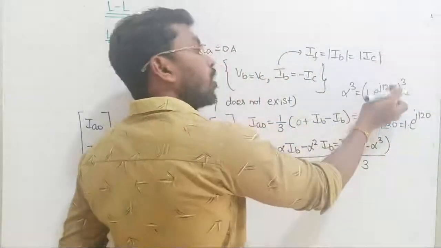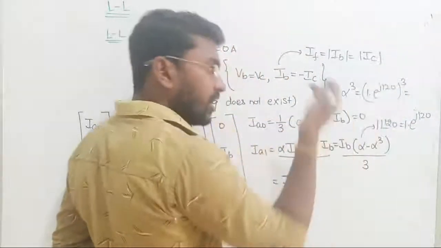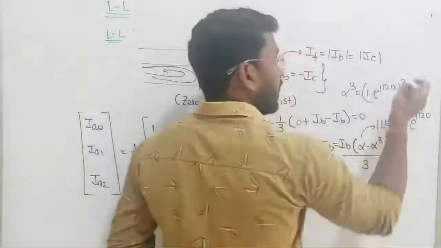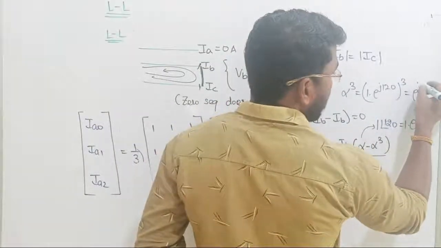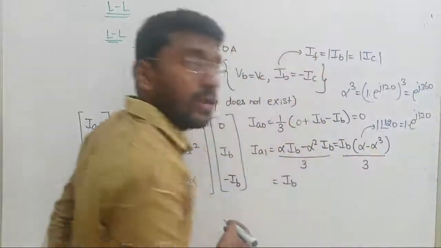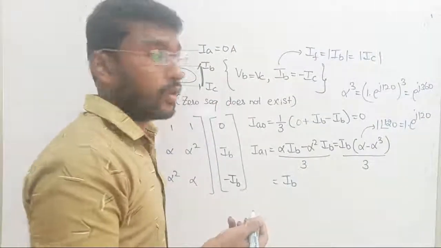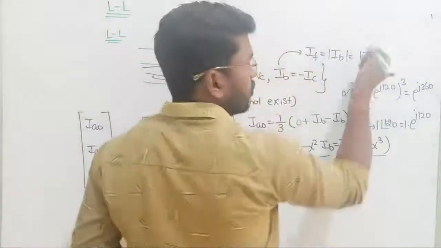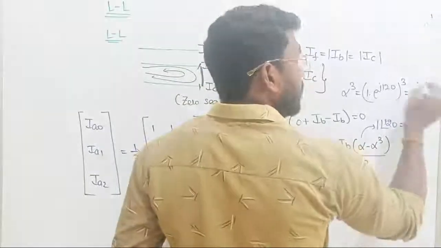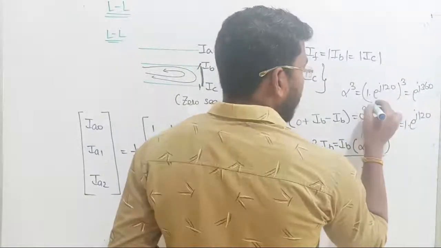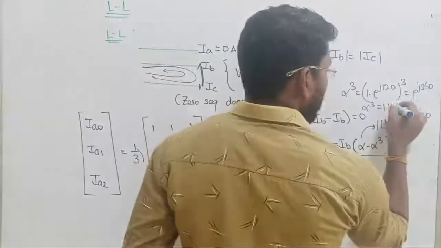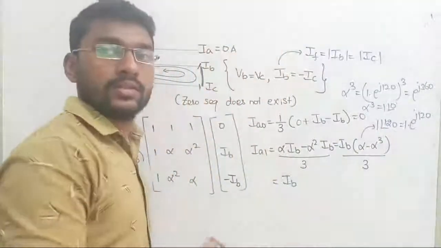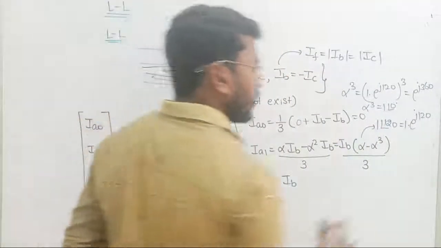e power j 120 into 3. It is not cube, actually it is 3, a multiplication factor, right? So 3 times 120 will give you e power j times 360 degree. 360 is equal to 0 degree only, such that alpha cube can be written as 1 at an angle of 0 degree. Directly you can write like this. Clear, it is over. So you can proceed further, right?